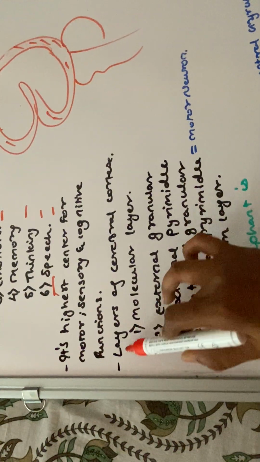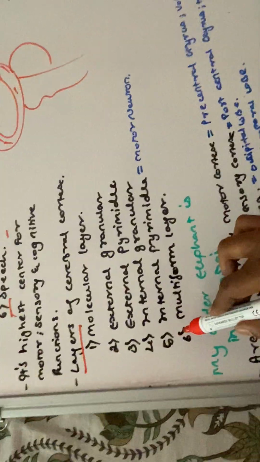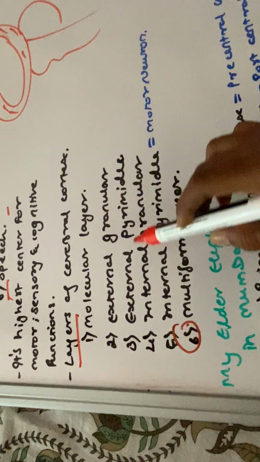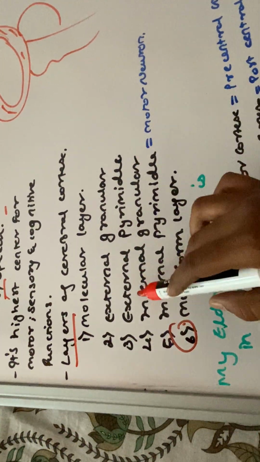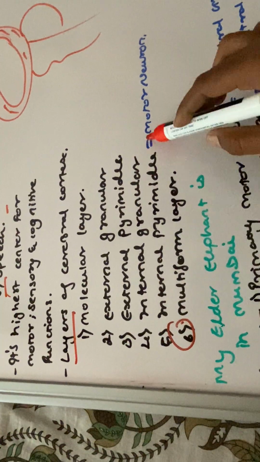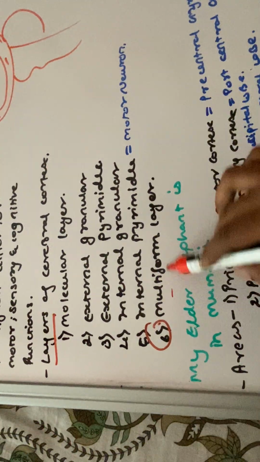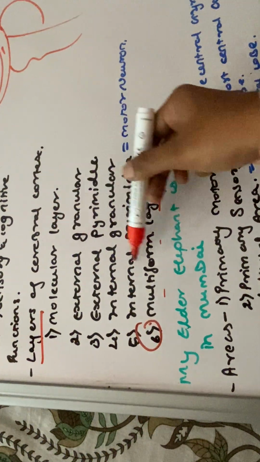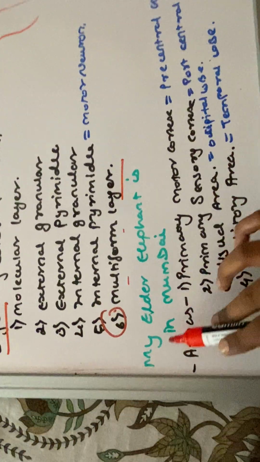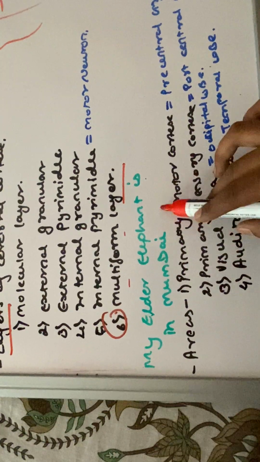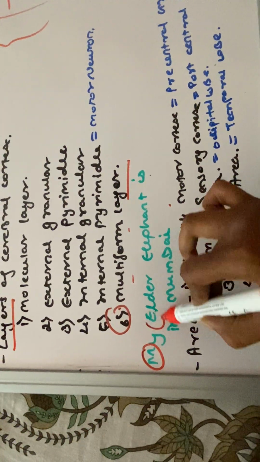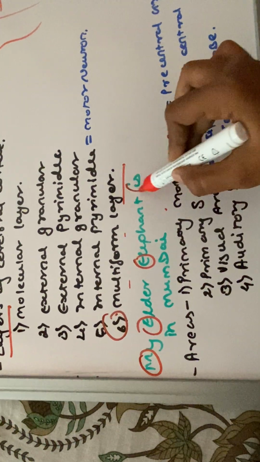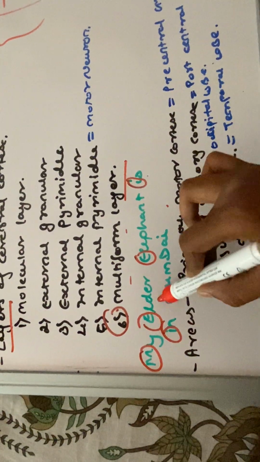Then there are how many layers? There are 6 layers. Okay, so molecular layer, external granular, external pyramidal, internal granular, internal pyramidal and multiformal layer. So how can we remember? The mnemonic is my elder elephant is in Mumbai. My elder elephant is in Mumbai.